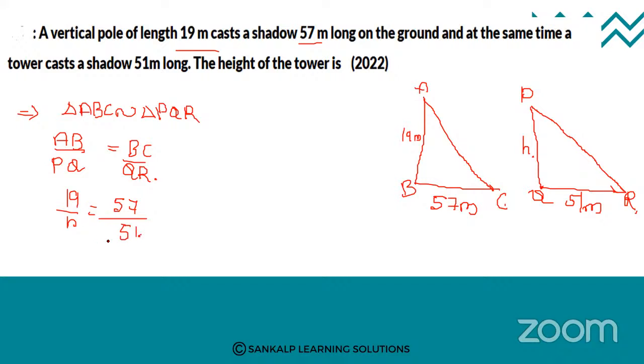Now transfer this 51 to this side. 19 into 51 is equal to, transfer this H to this side, 57 into H. Now transfer this 57 to this side. You will get H equal to 51 into 19 divided by 57. Right? 51 into 19 divided by 57.